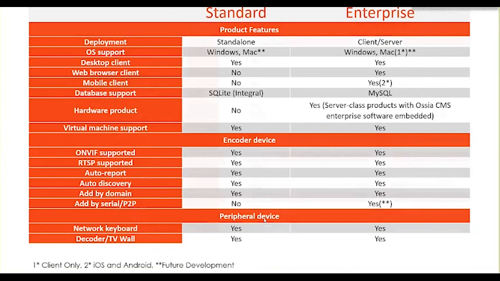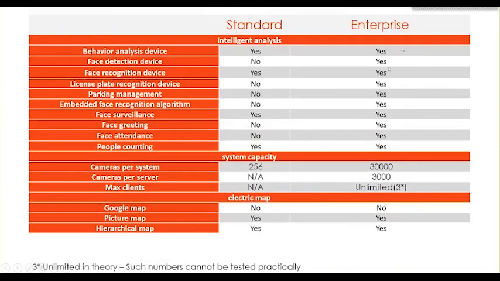Okay, this is less important. Like we said, all the analytic features, for example, the embedded face recognition algorithm, only the Enterprise has. Parking management, only the Enterprise has. LPR, only the Enterprise has. The face recognition device supports face recognition NVRs supported by both versions, and I will demonstrate in a second.